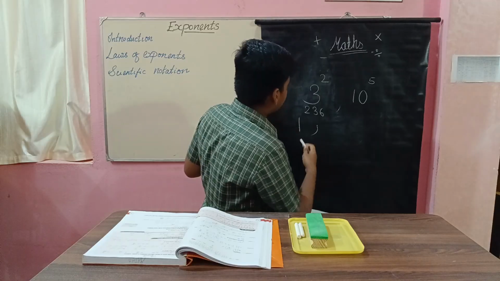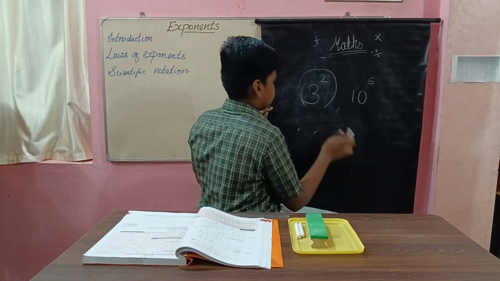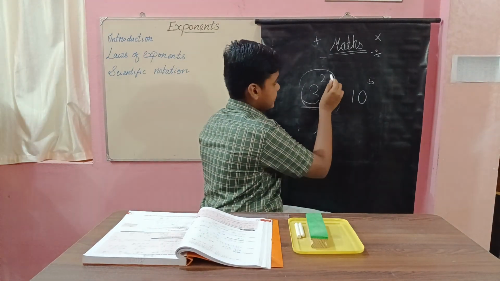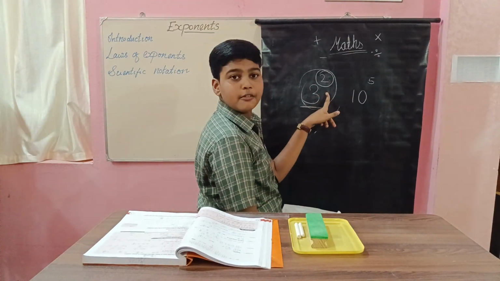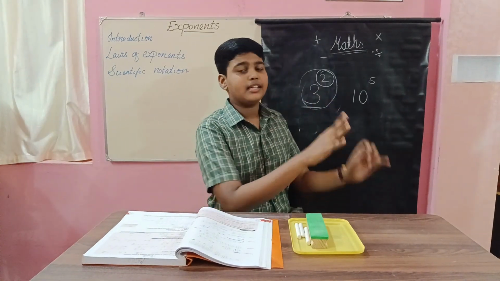So now let's take this exponent. Now let's learn about the parts of an exponent. This is called the base, and this is called the exponent. So what does this equation mean? Where are they used? We can learn about that.